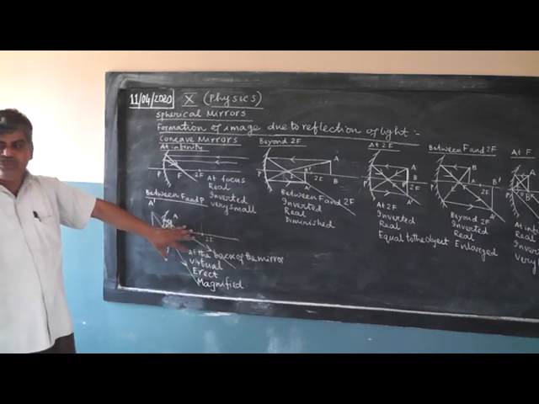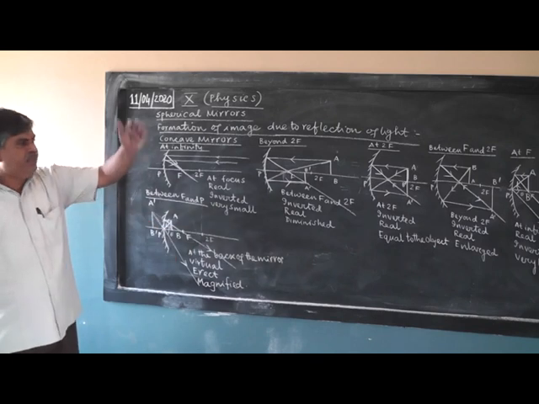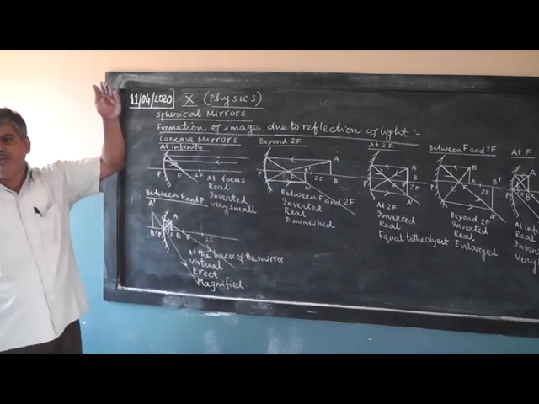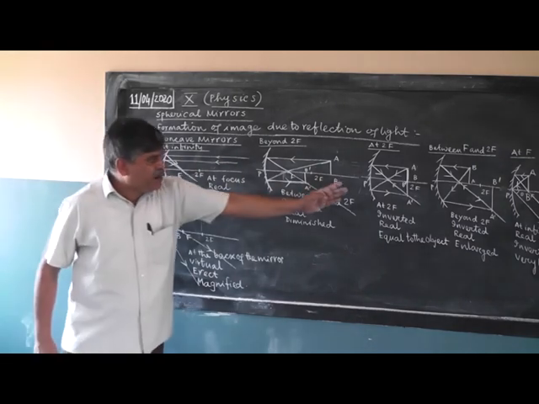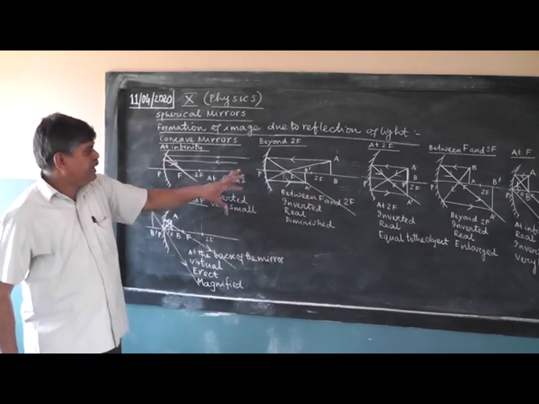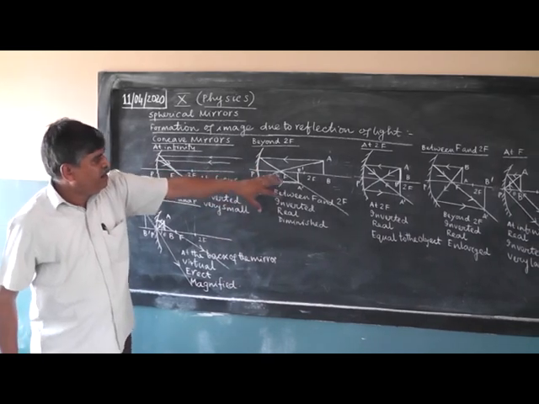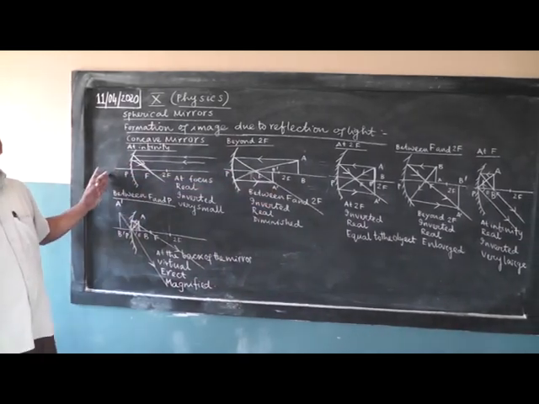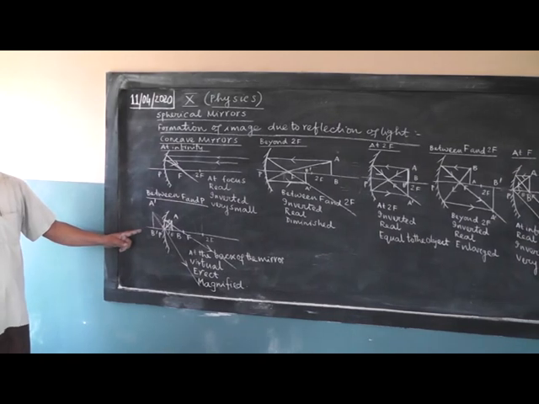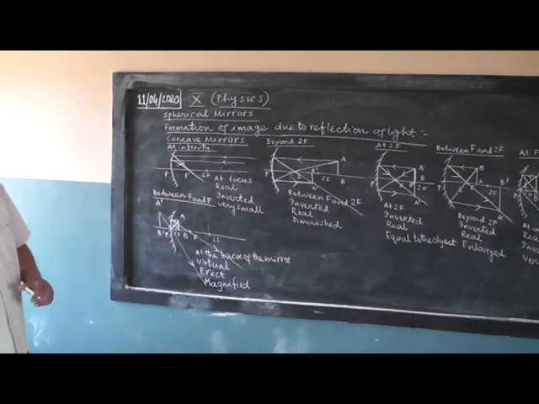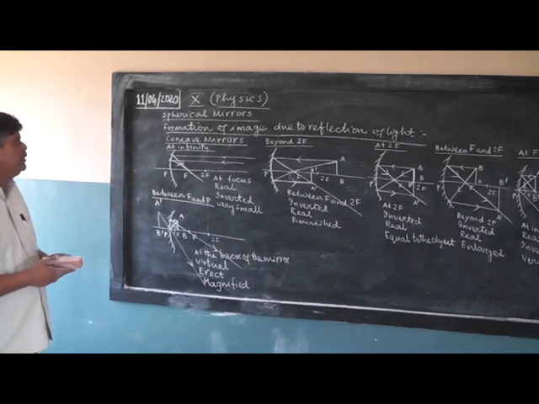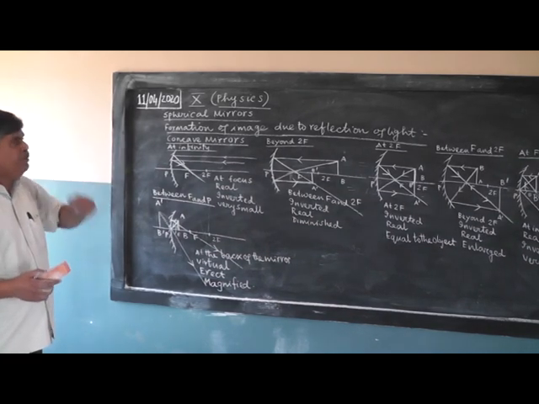If we go to the saloons, we shall see that the mirrors they are using there are actually concave mirrors. Because in other cases the images are inverted. In all those cases, sometimes we have seen the images to be small, large, equal, but all the images are inverted. But this is a straight image, a direct image. Okay, so from here we can understand the formation of images due to reflection of light from concave mirrors.